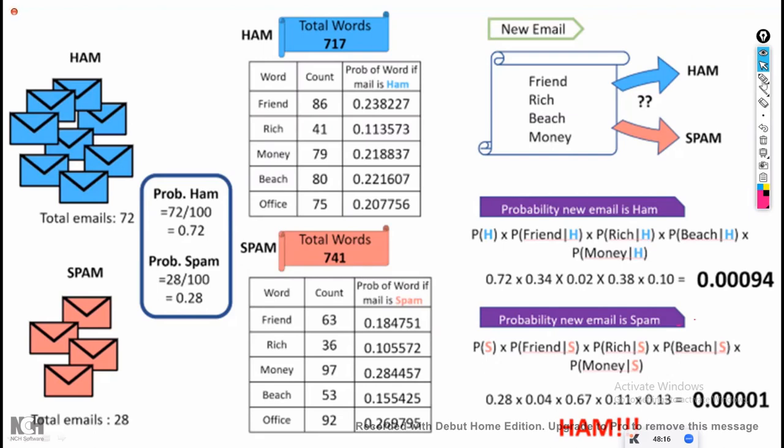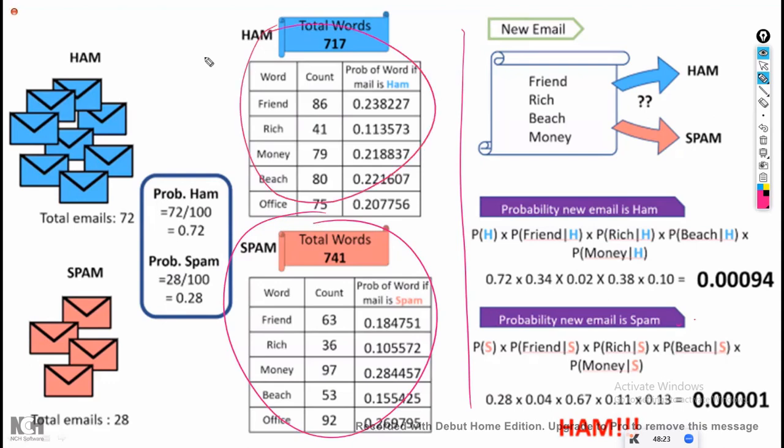Sir, how did you get this one? First tell me from where you got this one. It is from the original data. In the original data, separate the spam, separate the ham. Got the point? Is that clear? Clear, guys?